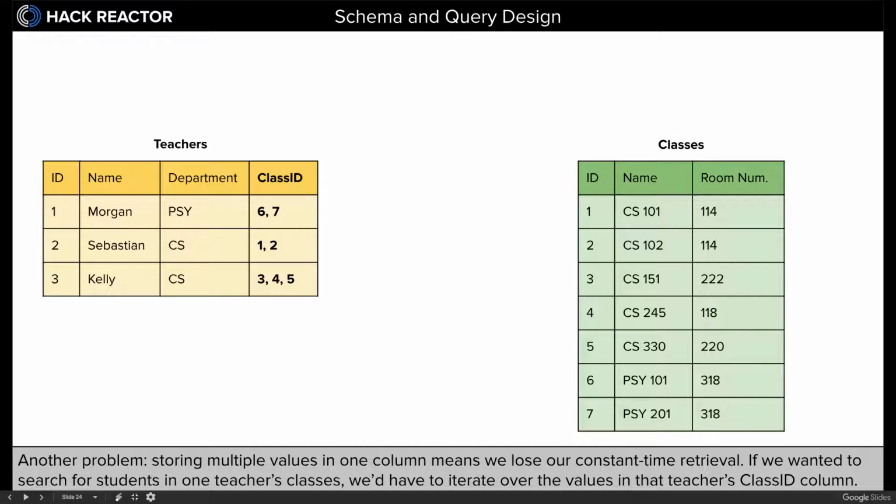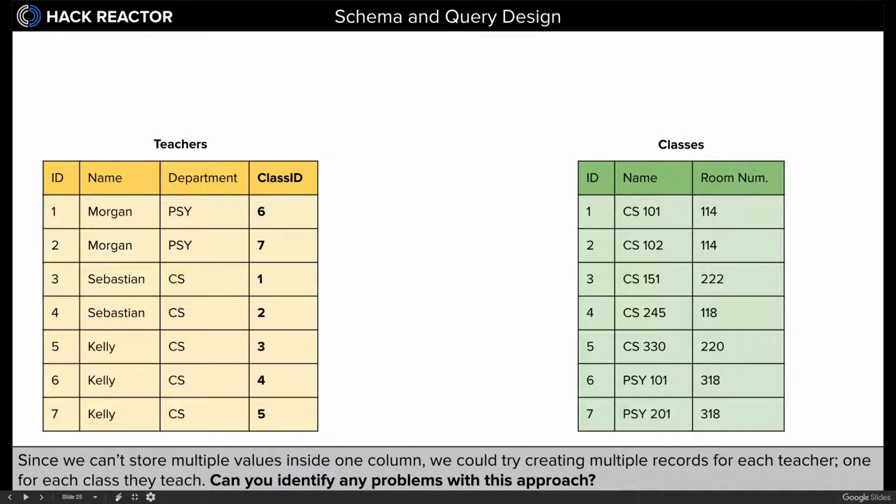Storing multiple values in one column means we lose our constant time retrieval as well, because now instead of being able to just specifically go to one column and one row, now we have to go to the one column and the one row, and then depending on the length of the data inside of that one row, you will have to map through that and try to figure out if it has the values that you're looking for. So this is not really that ideal either.